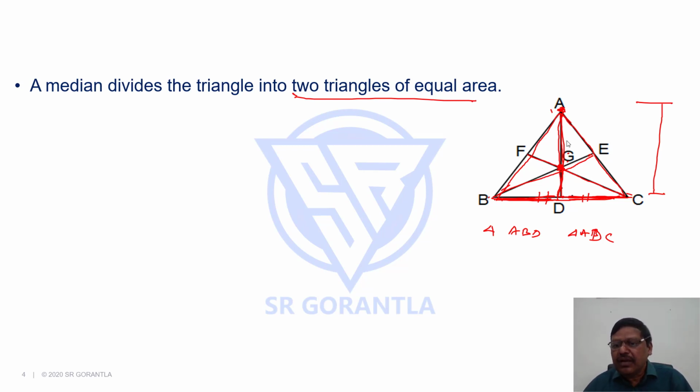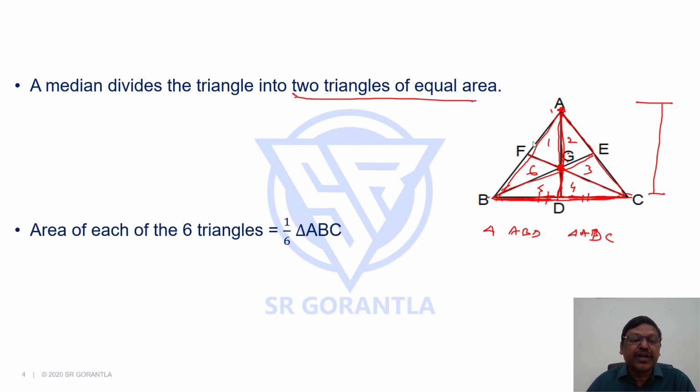But now, when you draw all these three medians, you can see the given triangle is divided into 1, 2, 3, 4, 5, 6 triangles, and these six will be equal in area, so any one triangle is going to be 1/6 of the triangle ABC, right? So each triangle is 1/6 of ABC.